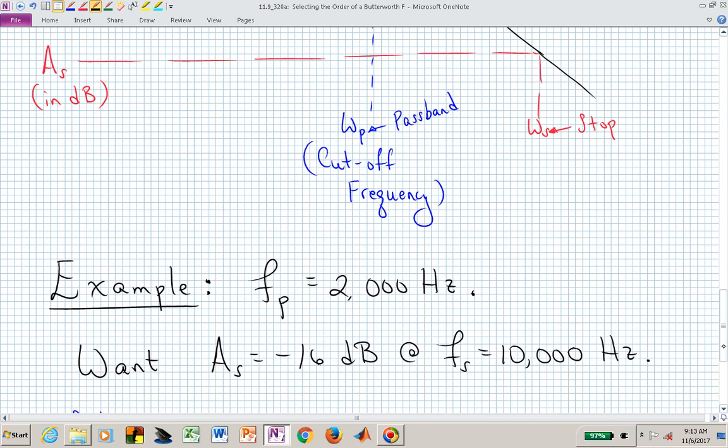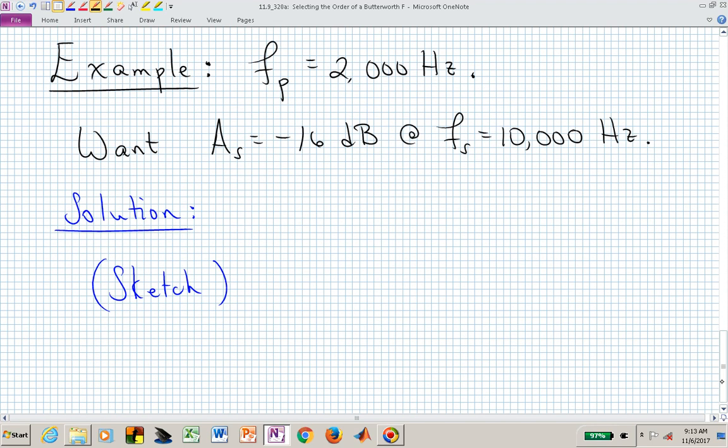Let's look at an example. Suppose somebody says, I have a pass band of 2000 and I want the attenuation to actually be minus 16 dB when I get out to a stop band frequency of 10,000 hertz. And I like to actually just picture this or provide myself with a sketch. So I would say, okay, I'm flat, this is a low pass, and then I'm going to be coming down, and I want to know really what's the slope of that decrease down into the stop band, and that's determined by these parameter values.